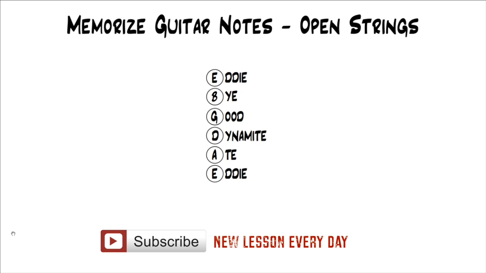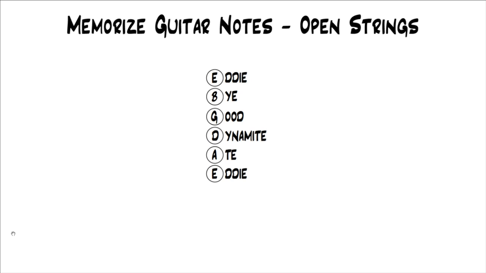Once you do that, you won't have to think about it anymore. It'll just be so natural to you that you'll just know that the open strings starting with the 6th string are E, A, D, G, B, E. So that's just a quick lesson to make sure that you understand the note names of the open strings. It's extremely important to learn this early on.